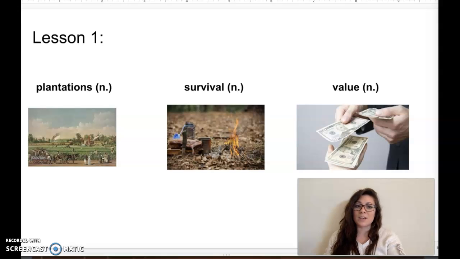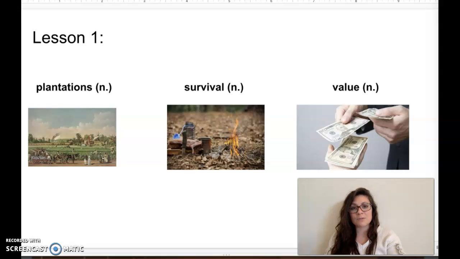Today's story is about a woman named Harriet Tubman, who was also called Minty as a child. Minty was her childhood nickname. Harriet Tubman lived and worked before, during, and after the time of the U.S. Civil War. Before I begin our story, I'm going to go over our vocabulary words.